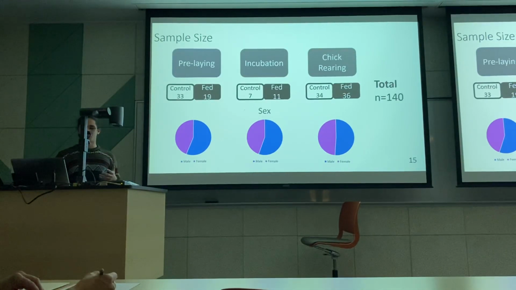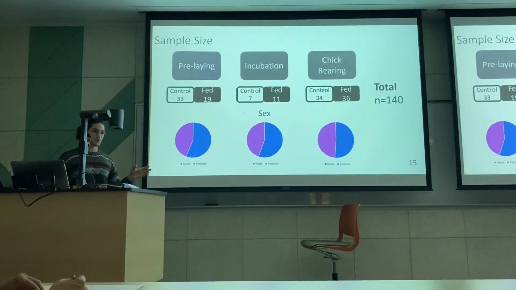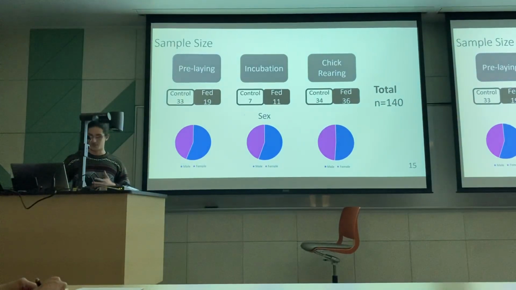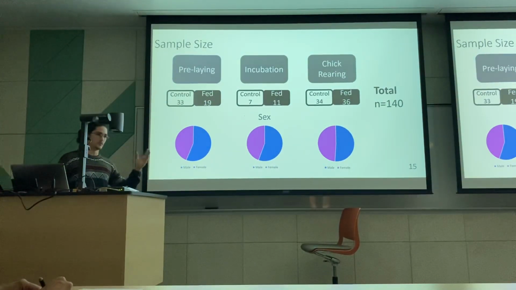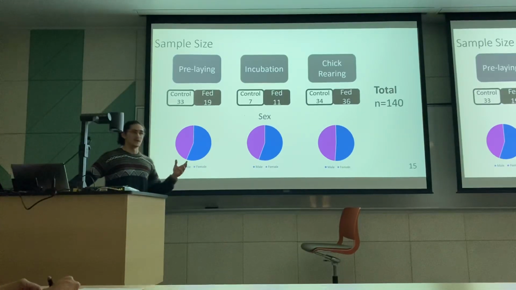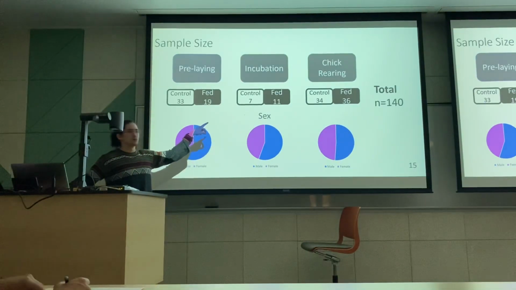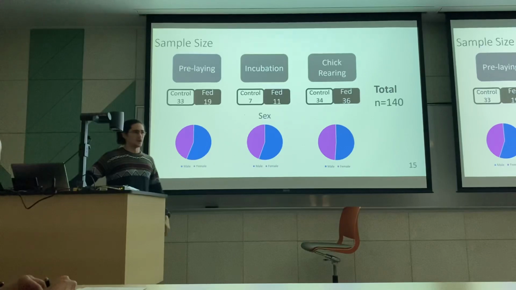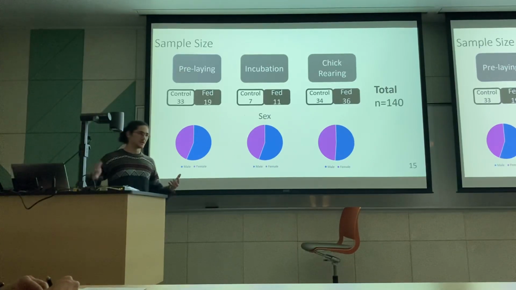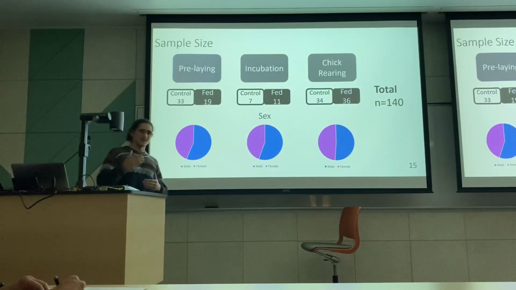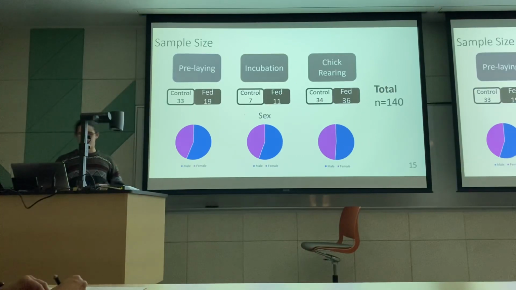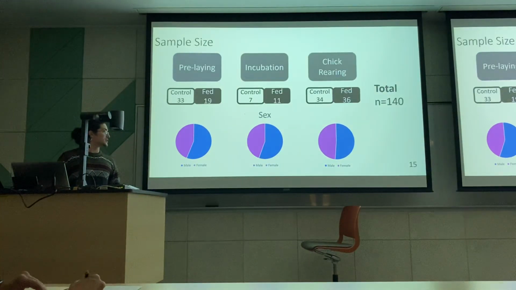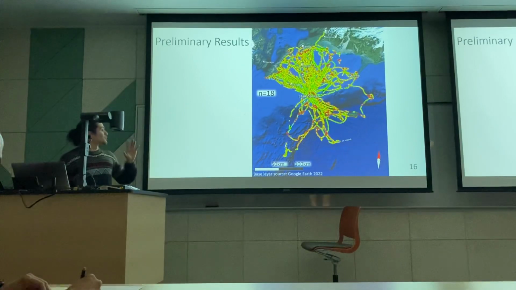And so in terms of sample size, a total of 140 birds were sampled throughout the season, and we tried to keep it even between males and females and fed and unfed birds. We have way less in incubation because we got hit with a wave of botulism, so we had to stop midway and then keep going later on, but we still got a pretty decent sample size. So this is preliminary results.